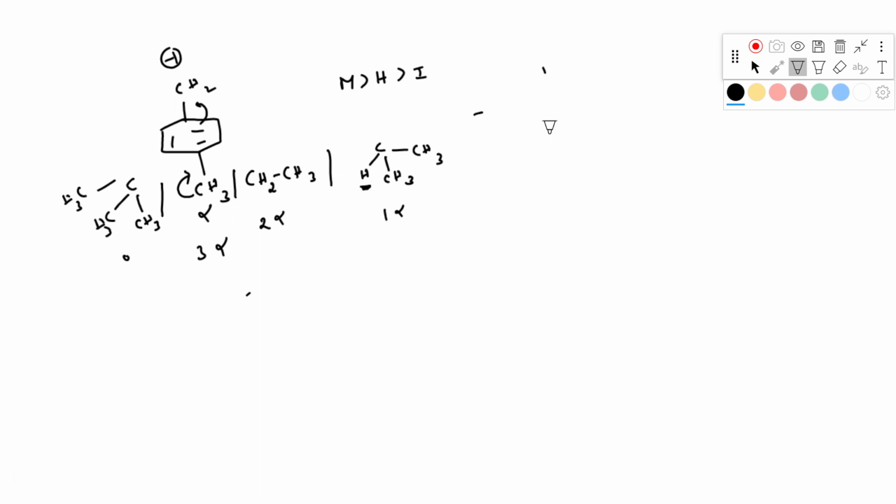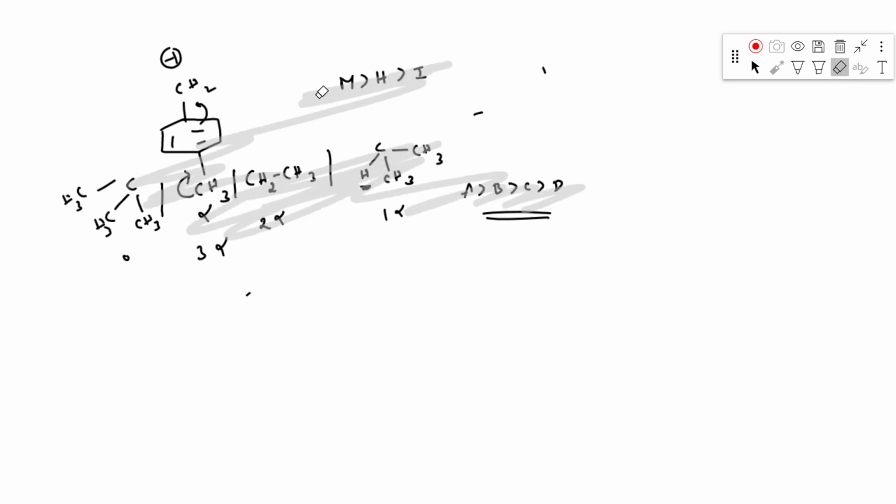Because of having 3 alpha hydrogens, the first one is more stable. Next second, next third, next fourth. So the option is A, B, C, D. Always you have to see hyperconjugation. Hyperconjugation is nothing but the number of alpha hydrogens you have to see. Okay. So next one.